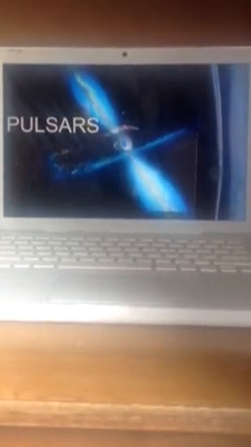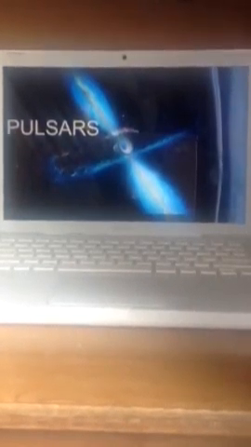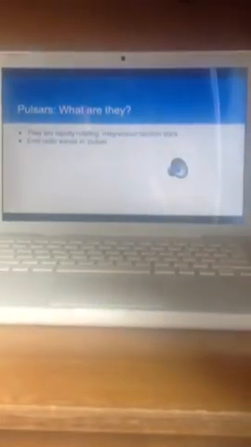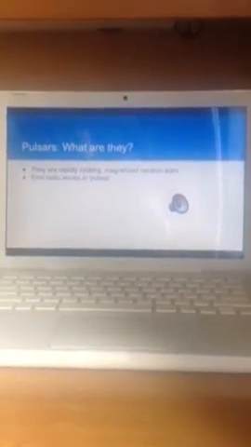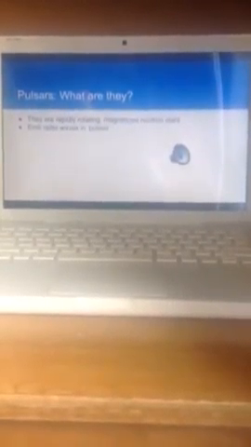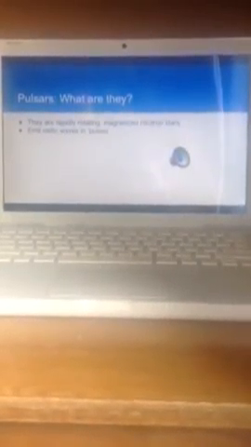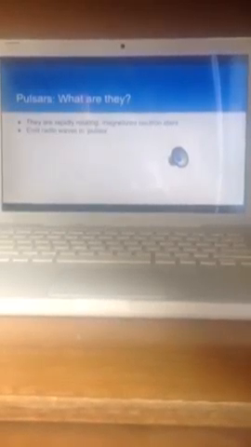Next, we will be talking about pulsars. Pulsars. What are they? Pulsars are rotating magnetized neutron stars, and they emit radio waves in pulses.